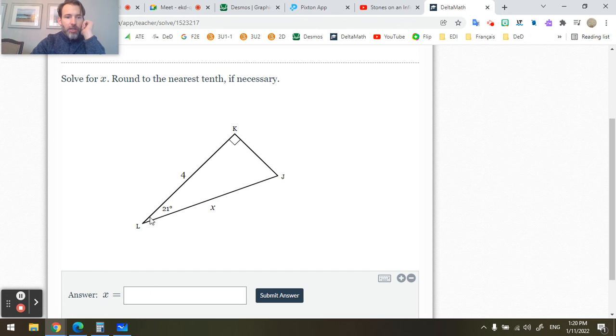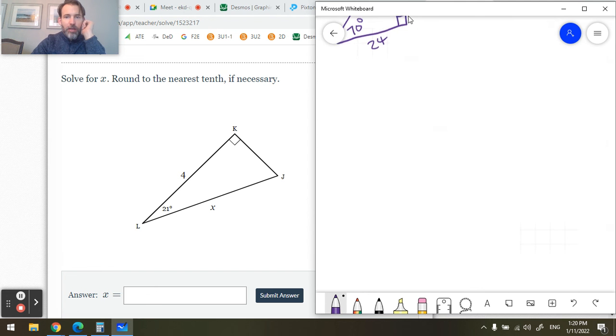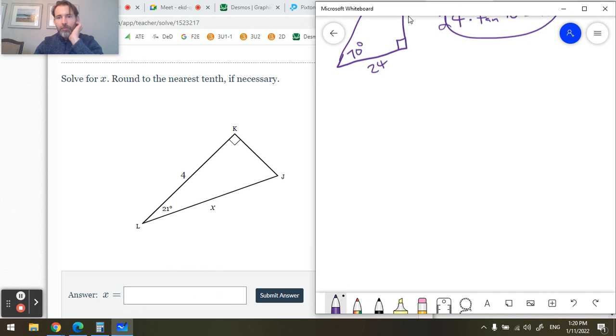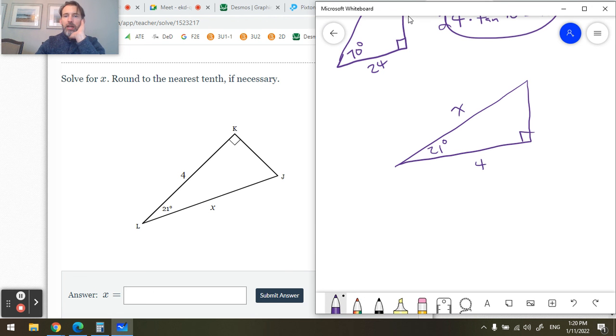Here, let's do this one. So we know this angle. So again, make yourself a diagram. And I like my diagrams this way, where this is 21 degrees. This is the angle. This is side x that I don't know. And I know this side, 4. And I know that this is the adjacent. This is the hypotenuse, and cosine relates adjacent to hypotenuse. So cosine of 21 is going to be equal to 4 over x. This is the adjacent. This is the hypotenuse. Therefore, x is equal to 4 divided by cosine 21.